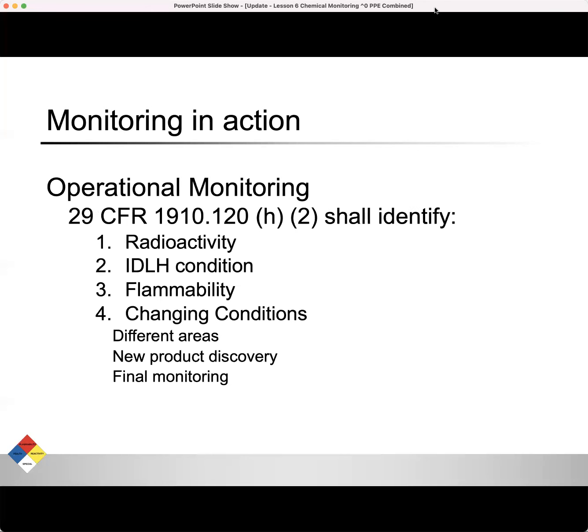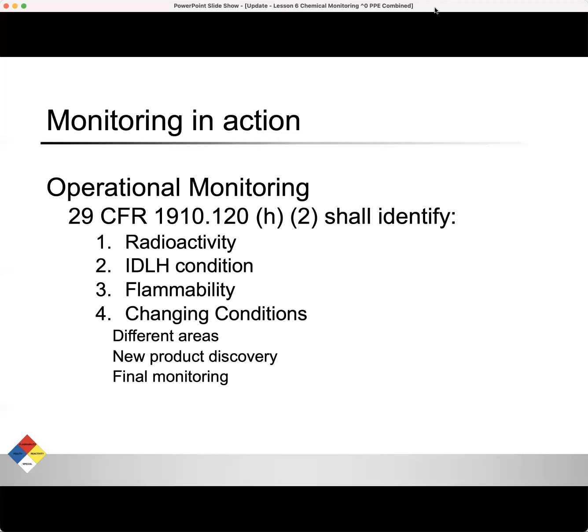Then there's operational monitoring. 29 CFR 1910.120, remember that's HAZWOPER, says we shall identify 4 things. These are important to remember. Radioactivity, we have to monitor for radioactivity. We have to monitor for an IDLH condition, that's immediately dangerous to life and health. We need to monitor for flammability, and we need to monitor for changing conditions. So operational monitoring is once we've completed our recon monitoring, we've got our hazard zones set up, and now we're going to work.